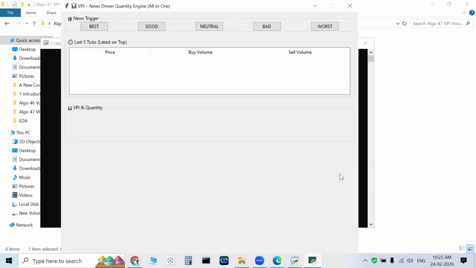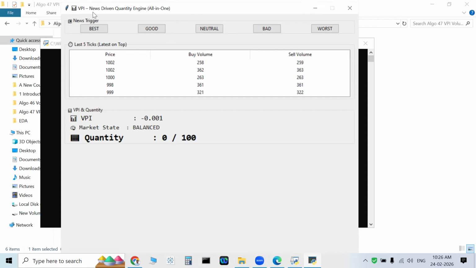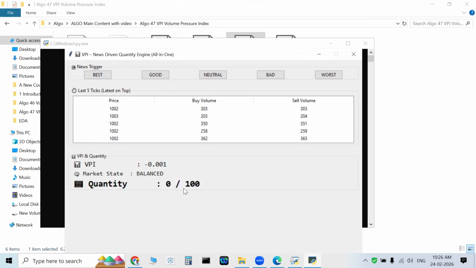So the GUI is a very simple one. There is a price which is changing, there is a buyer volume, and there is a seller volume, and it is suggesting not to trade because the buyer volume and the seller volume are very close to each other. So it's suggesting not to trade on this side. Don't trade any quantity because the buyer volume and the seller volume are the same.